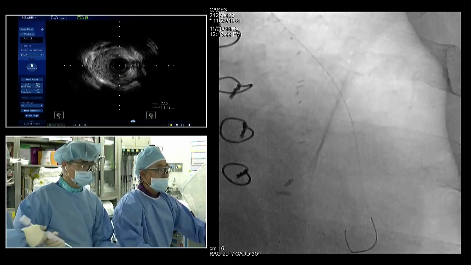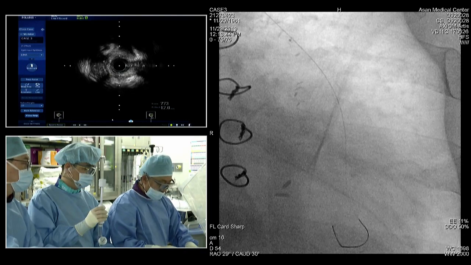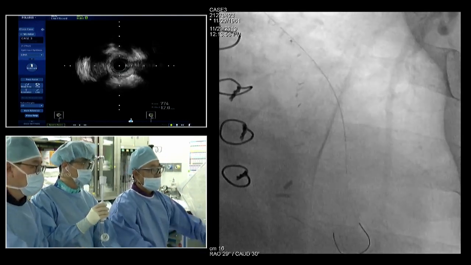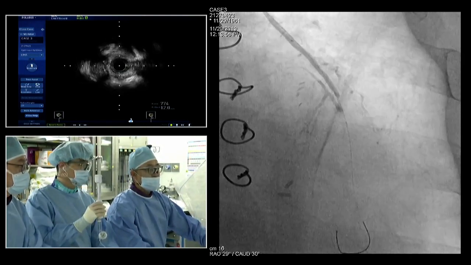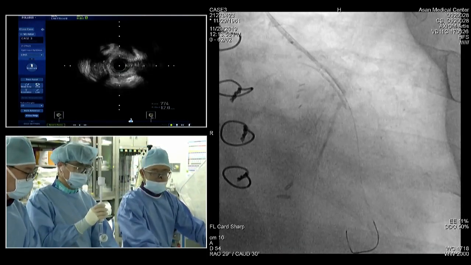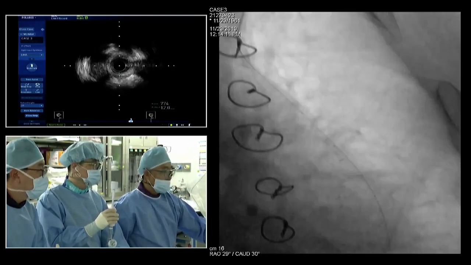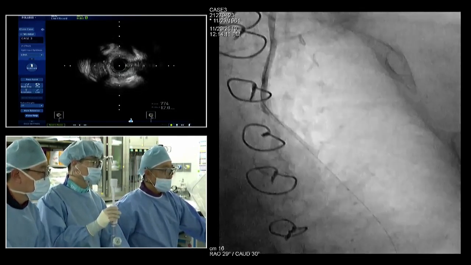Okay, test over here. We put in the 6-French LIMA catheter, this guiding catheter. Okay, test. What size balloon did you choose? Okay, this is 2.5. Okay, angio ready? Let me take an image. Did the guiding come out? Let's look at the top for a moment. Okay, test. Good, right? Let me shoot.